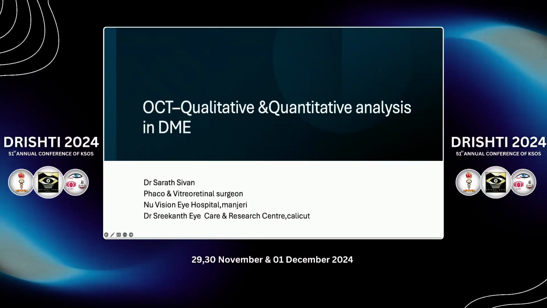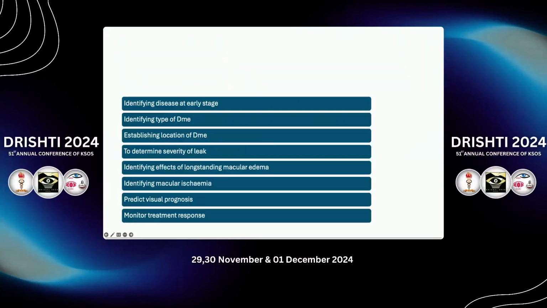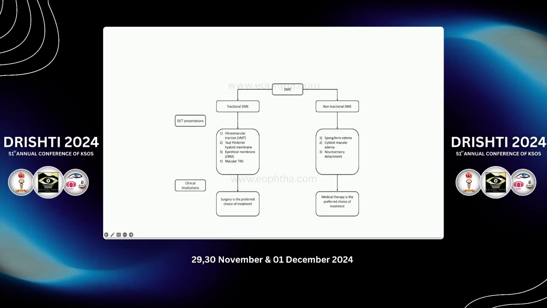I thank Dr. Vinita for the chance. Today I'll be dealing with OCT, qualitative and quantitative analysis in DME. OCT plays a very important role in managing DME, from identifying the disease at a very early stage to predicting the visual prognosis and to monitoring the treatment response.